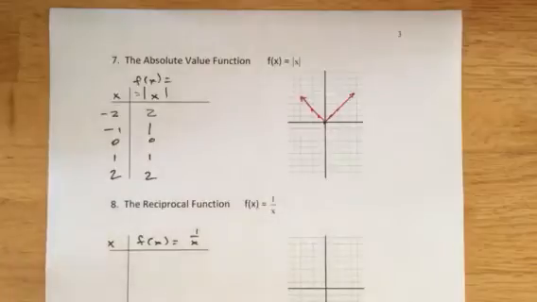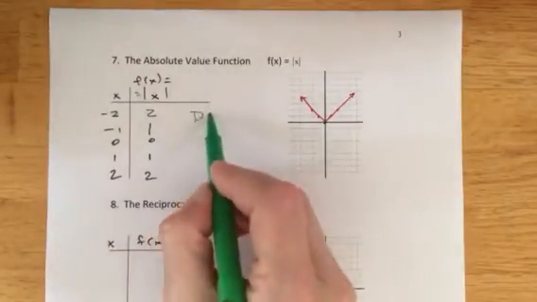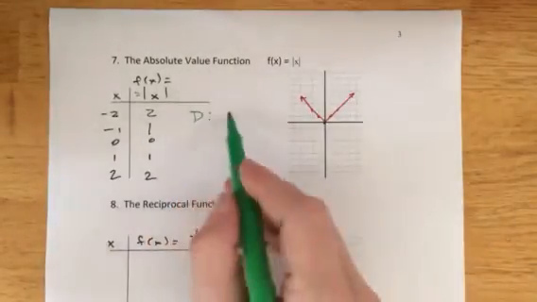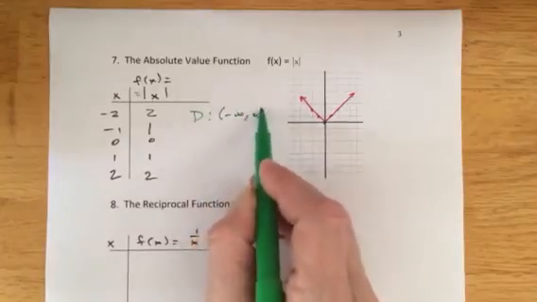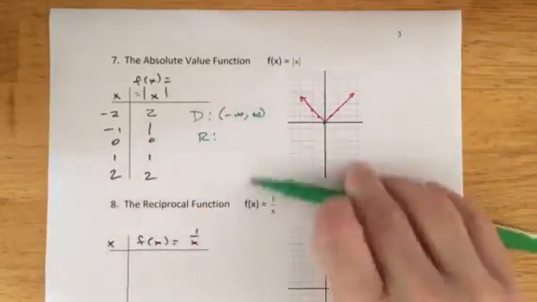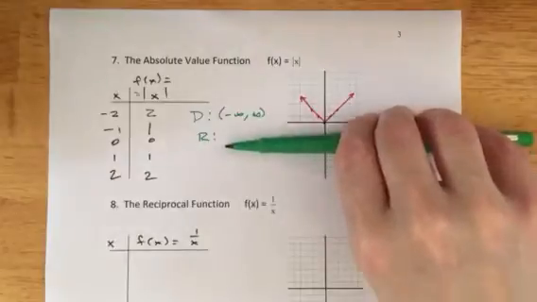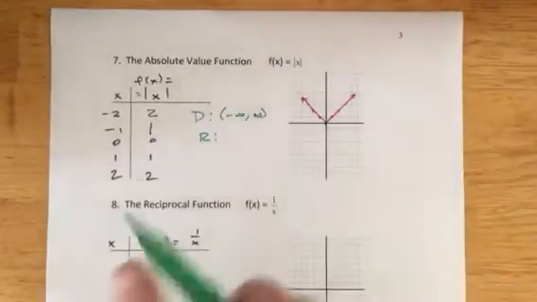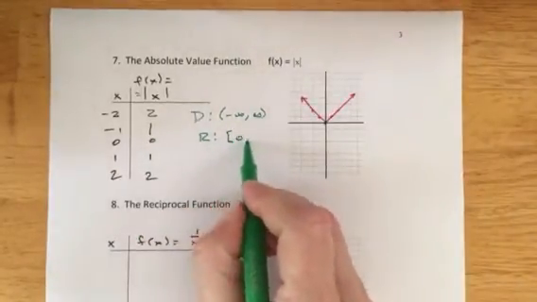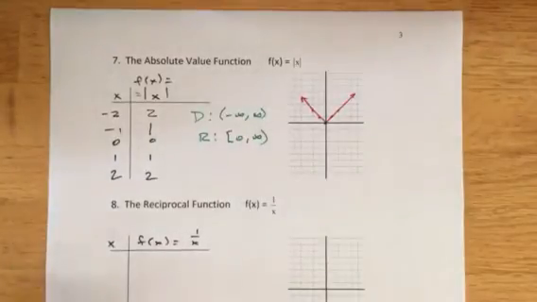Okay. Again, you should know fairly quickly the domain. All values for x can be inputted, so the domain is all real numbers. The range, right, when you take the absolute value of a number, you never get a negative, so the range is not down here in the negatives, it starts at 0. Okay, continues on through infinity.